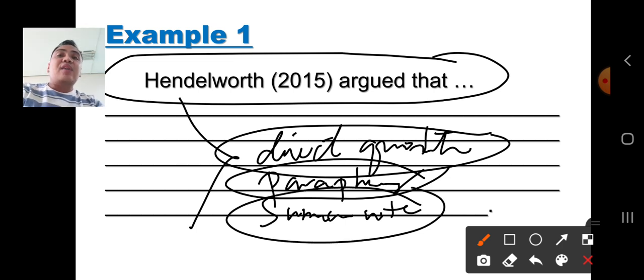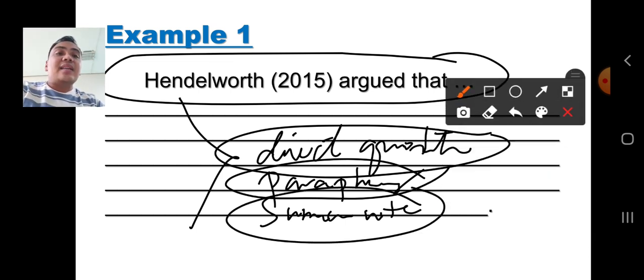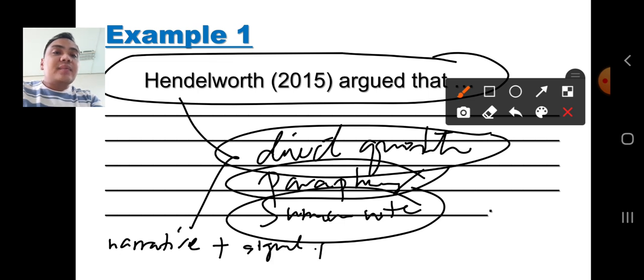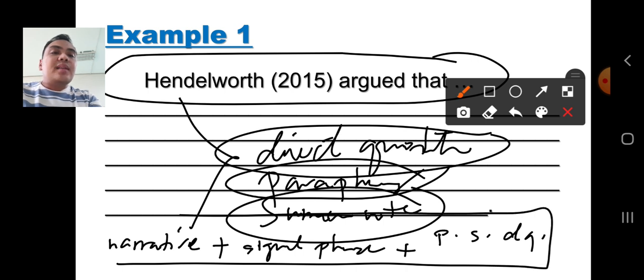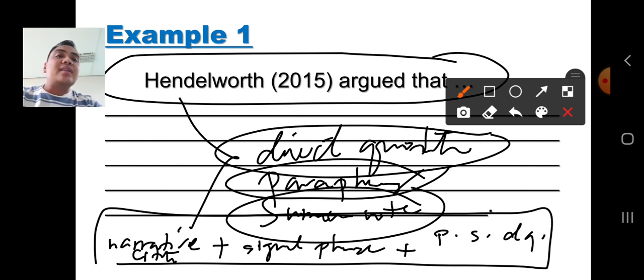So therefore, the format of narrative citation is, we have the narrative citation combined with the signal phrase plus the paraphrase, the summary, or the direct quotation. So this will be the general format if you will use narrative citation. Okay? So you have the narrative citation combined with the signal phrase along with paraphrase, summary, or direct quotation.